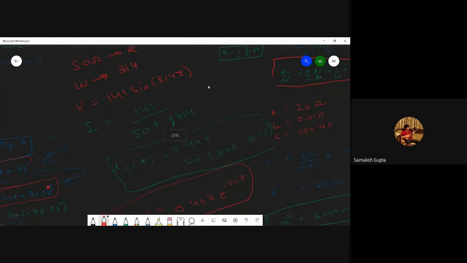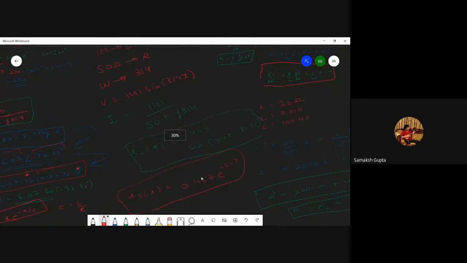Okay, but if you want to take a picture or anything, just note it down. Take 1 minute.